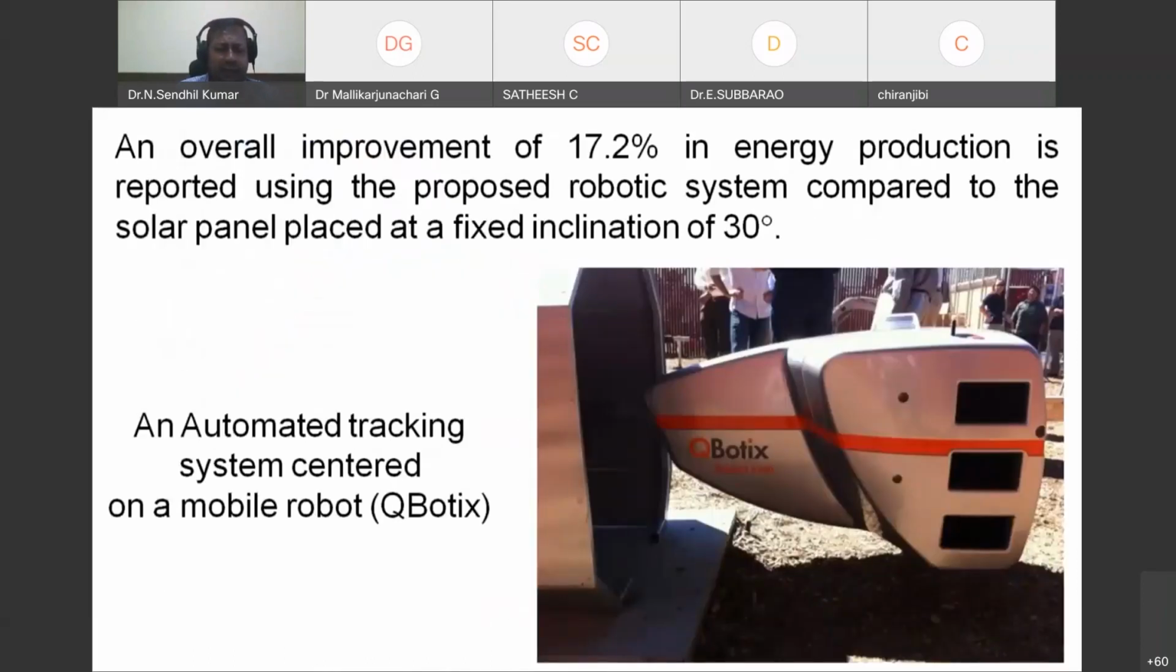This is the Cubotics, an automated tracking system, a mobile robot. You can use it for the tracking system. By using this, there is almost a 17.2% improvement in energy production compared to a fixed angle. That is the thing.